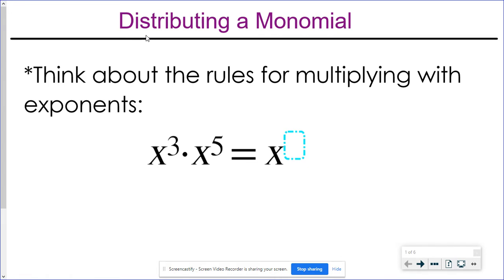So let's remember what we do when we have multiplication, same bases. So for instance, x to the third times x to the fifth, when I multiply those same bases, we should add the exponents. So we'll get x to the eighth as our answer.